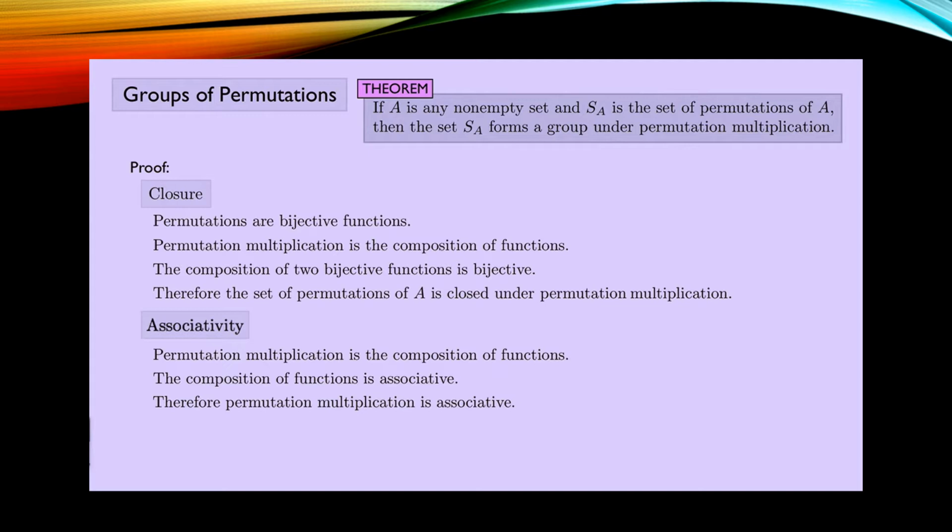Permutations are bijective functions. When we say bijective, it is 1 to 1 and onto. Permutation multiplication is a composition of functions. The composition of two bijective functions is bijective. So we have that in the binary operation. Therefore, the set of permutations of A is closed under permutation multiplication. Associativity: permutation multiplication is the composition of functions, and the composition of functions is associative. Therefore, permutation multiplication is associative.